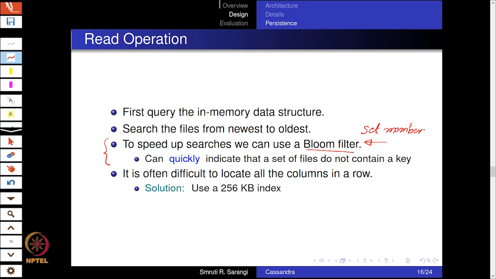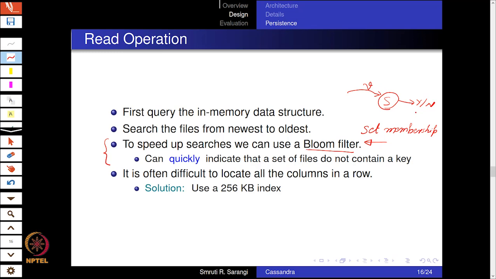So given a set of values, let's say this is a set, a set of values. Now it is presented with a new value. It will essentially indicate a yes or no answer. Yes means that it is there in the set, and no means that it is not there.